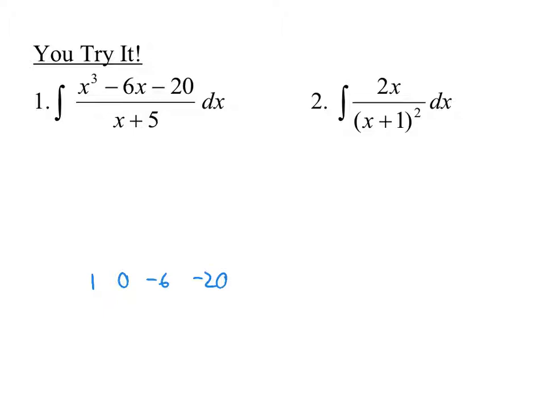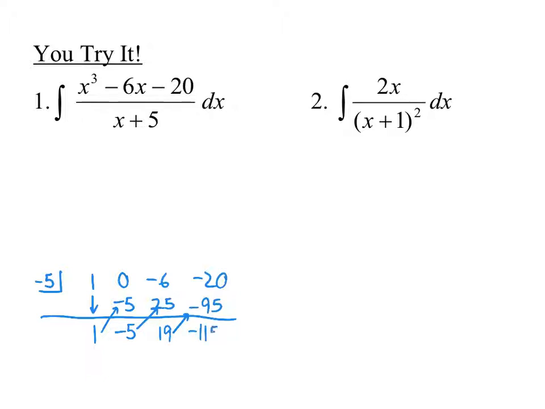So I have the coefficients of the numerator. I'm dividing by x plus 5, so it's a negative 5. So I put a negative 5 here, that's right. And then remember, you add down, 1 plus 0 is 1, and you multiply over. 1 times negative 5 is negative 5. Add down, times negative 5 is 25. Add down, and you get 19. Times negative 5 is negative 95. Add down and you get negative 115.